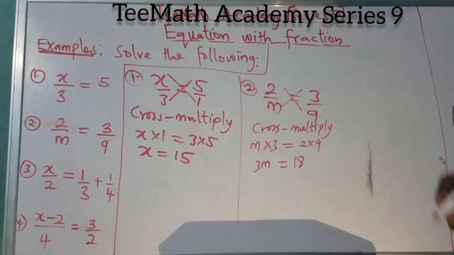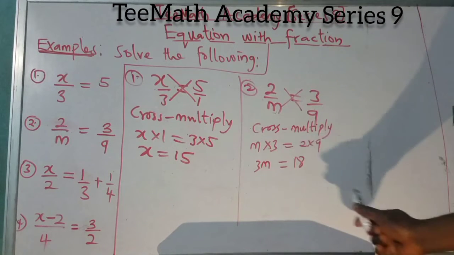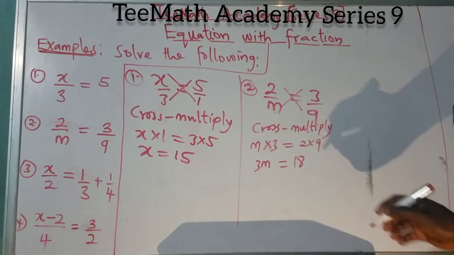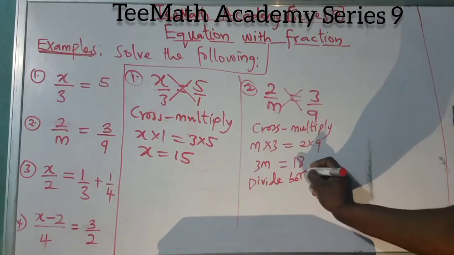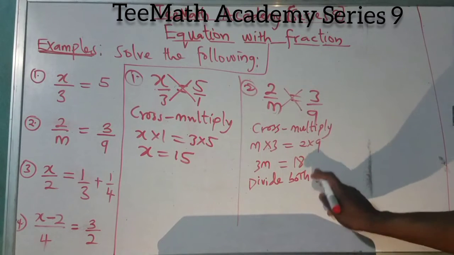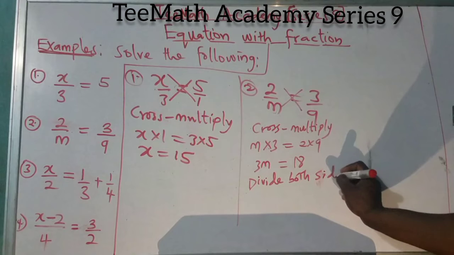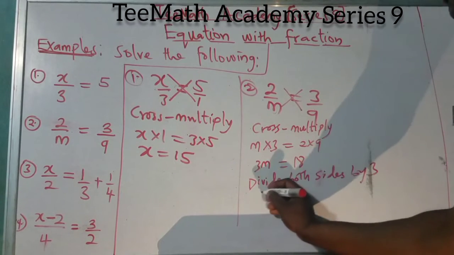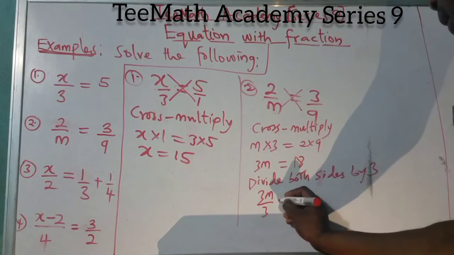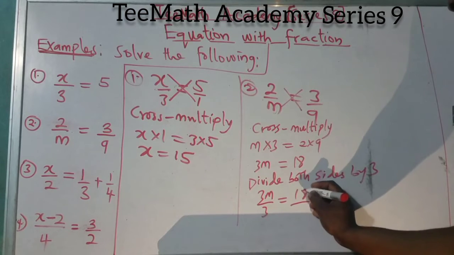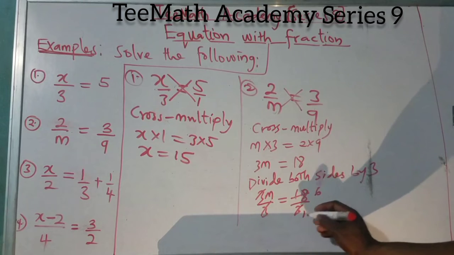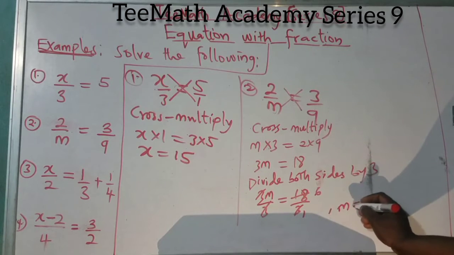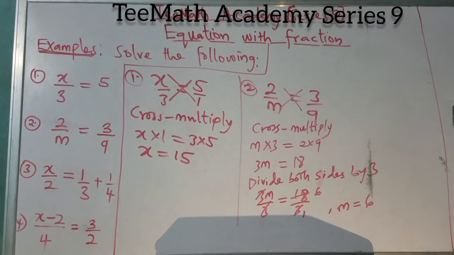So from here, we have done this in the previous series. We are looking for m, and this is 3m. So you divide both sides by 3. So we have 3m over 3 equals 18 over 3. 3 cancels 3, and 3 in 18 is 6. So we have our m to be equal to what? 6. So that is the solution to number 2.